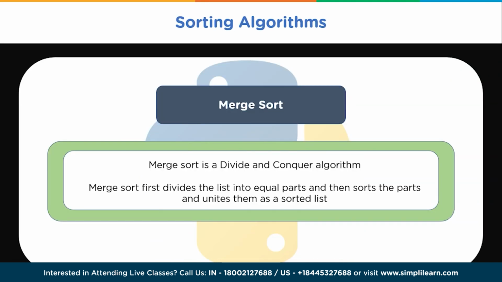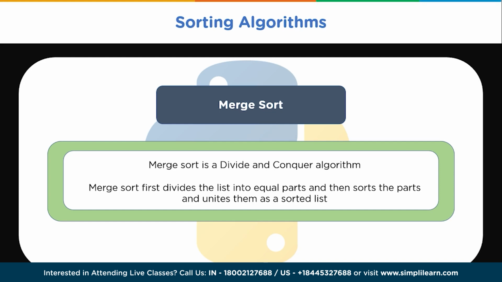So now let's discuss another sorting algorithm called merge sort. Now merge sort is a divide and conquer algorithm. So basically in merge sort, you first divide the list into equal parts and then sort the parts and unite them as a sorted list.